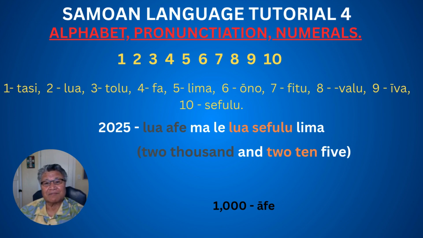2,025. So we go lua afe ma le lua sefulu lima. So 2,000 and 25. Lua sefulu lima. All right. So those are our numbers, and I hope it helps.